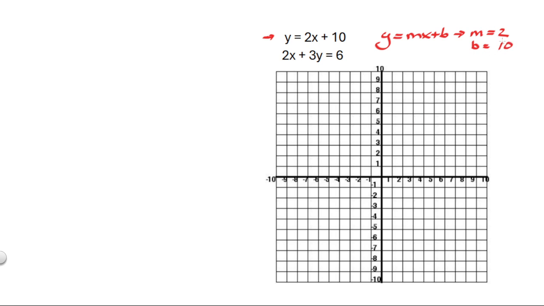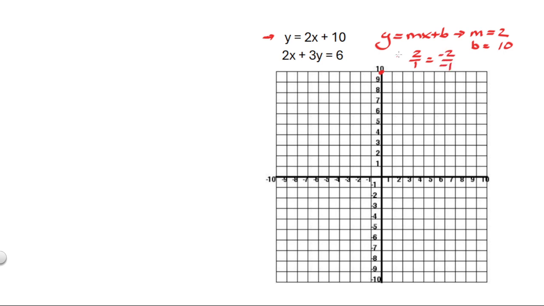So from this, I can graph it pretty quickly. I just need 2 points. Now, 1 point's the y-intercept, (0, 10). So there's my first point right there. I know it's a positive 2 slope, so it's going up. That's equal to 2 divided by 1, or negative 2 divided by negative 1.